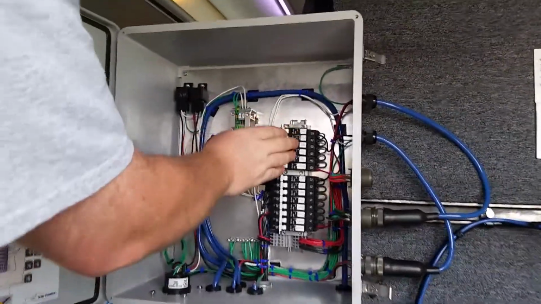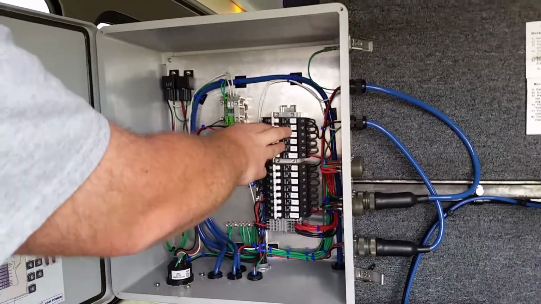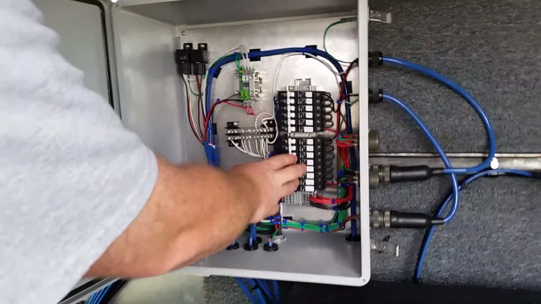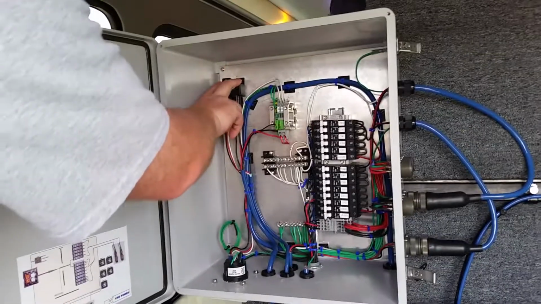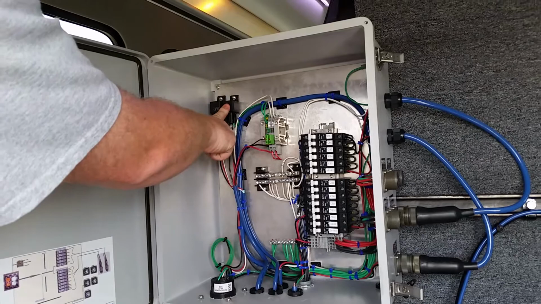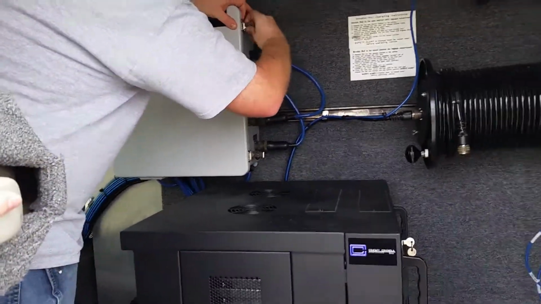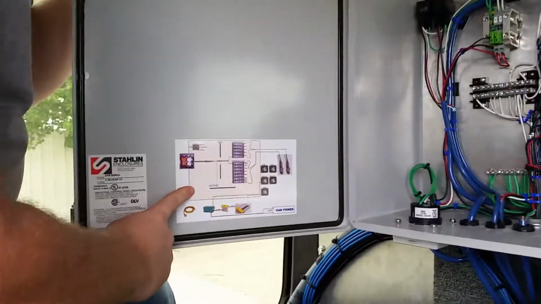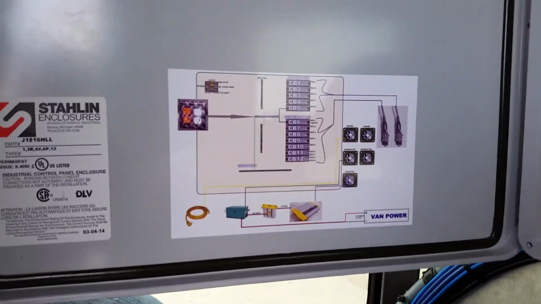Inside this box is our circuit breakers. This is for all the clean power. This is power from the inverter for computers. This is power from the generator for the computers. You have relays up here. One's for the data acquisition, one's for the LED lights. We have a diagram on the inside that kind of explains the different power sources we have here.